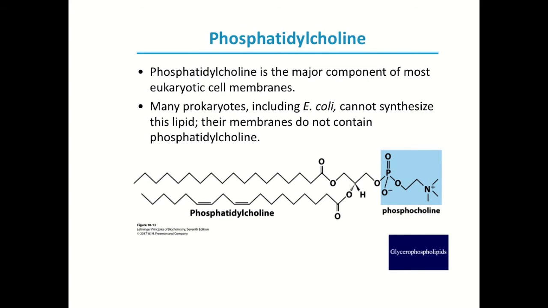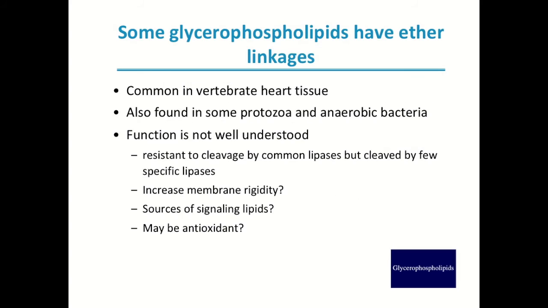Phosphatidylcholine is the major component of most eukaryotic cell membranes. Many prokaryotes cannot synthesize this lipid, and their membranes therefore do not contain it. Some glycerophospholipids have ether linkages, and these are common in vertebrate heart tissue, and they are also found in some protozoa and anaerobic bacteria. The function, however, is not well understood, but perhaps it has something to do with the fact that ethers are more resistant to cleavage by common enzymes.